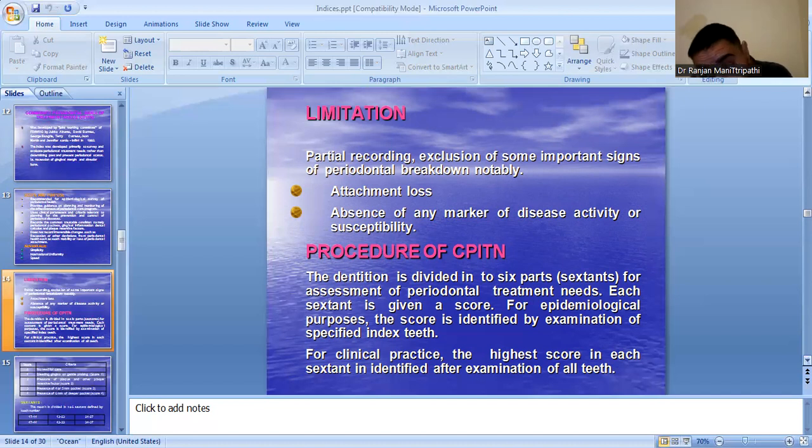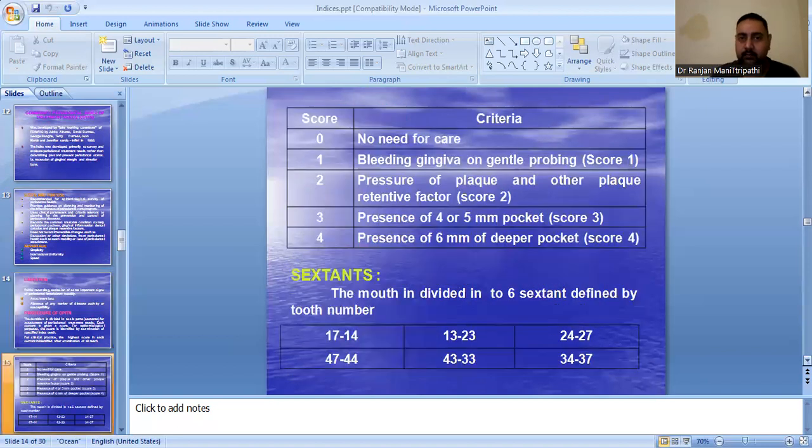Now, what would be the procedure of CPITN? The dentition is divided into 6 parts, or sextants, for assessment of periodontal disease and periodontal treatment needs, and each sextant is given a score. For epidemiological purposes, the score is identified by examination of specified index teeth. For clinical practice, the highest score in each sextant is identified after examination of all teeth.